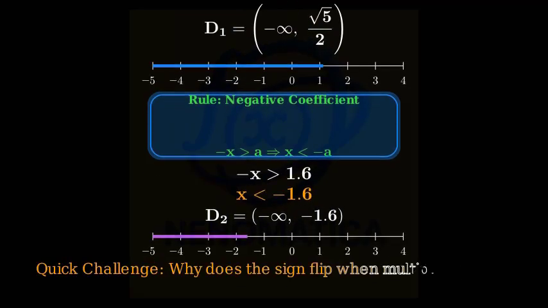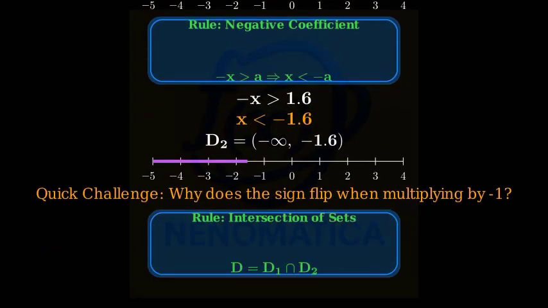Quick challenge. Why did the sign flip when multiplying by -1? Step 3. Now we intersect the two solution sets.